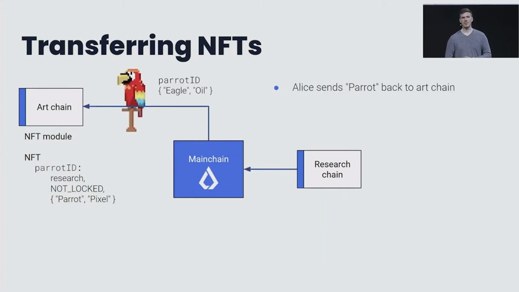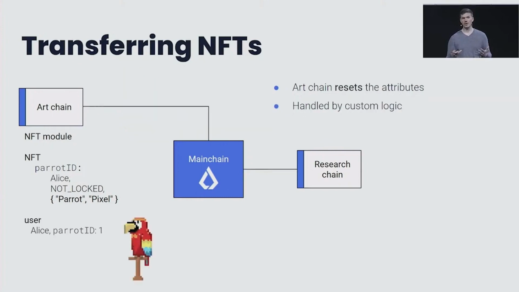the capability that when the parrot is going back to the art chain, those two sets of attributes will be compared one to the other. So we will check, like, this eagle oil, is it actually compatible for the parrot? And the art chain will say, no, it is not. The parrot should be parrot pixel. And so it will restore the parrot with the correct attributes.